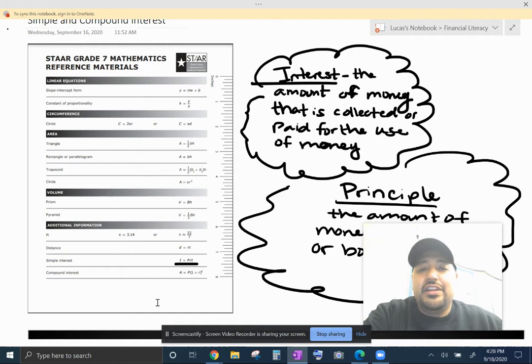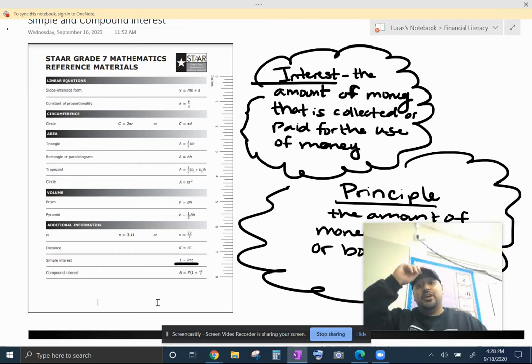We are still in our financial literacy unit, which means being knowledgeable about finances. And today we are going over interest, in particular, simple and compound interest.